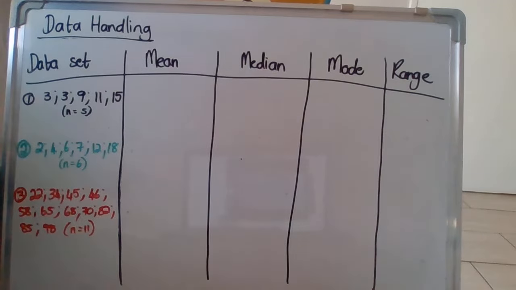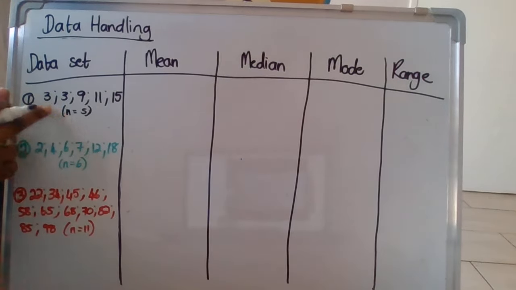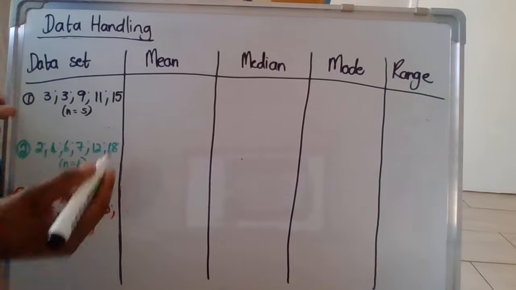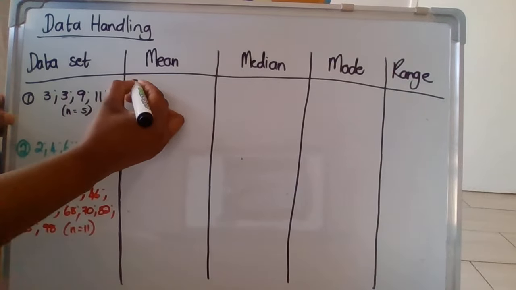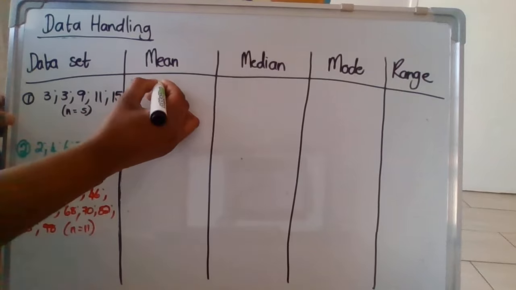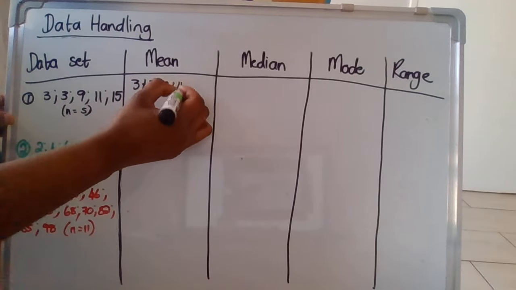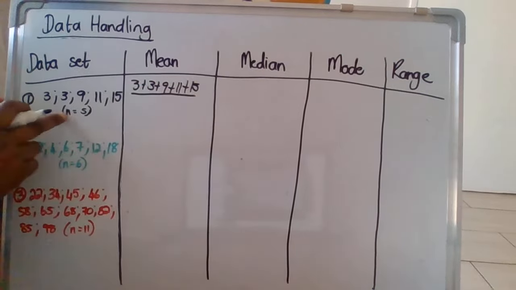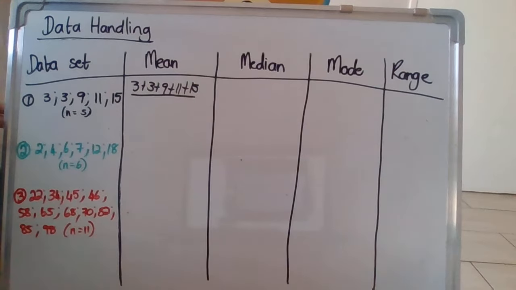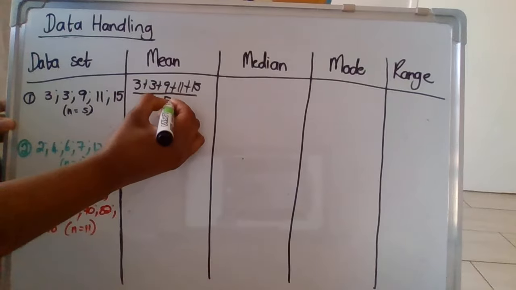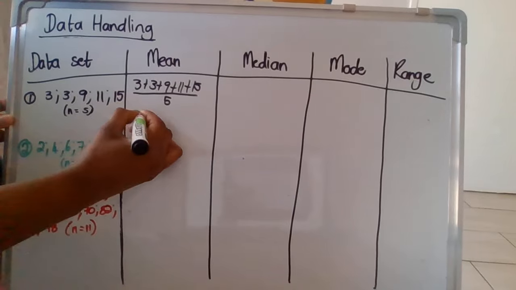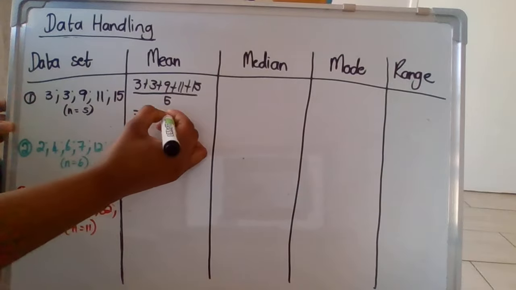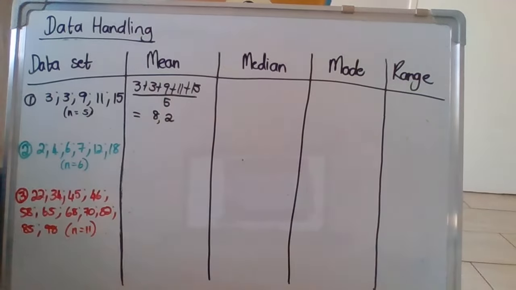So for example, with this one here, we have 5 values. So we're going to add all 5 values: 3 plus 3 plus 9 plus 11 plus 15. And we divide by the total number of values, which is 5. And from there, we are able to find the mean, which is 8,2.